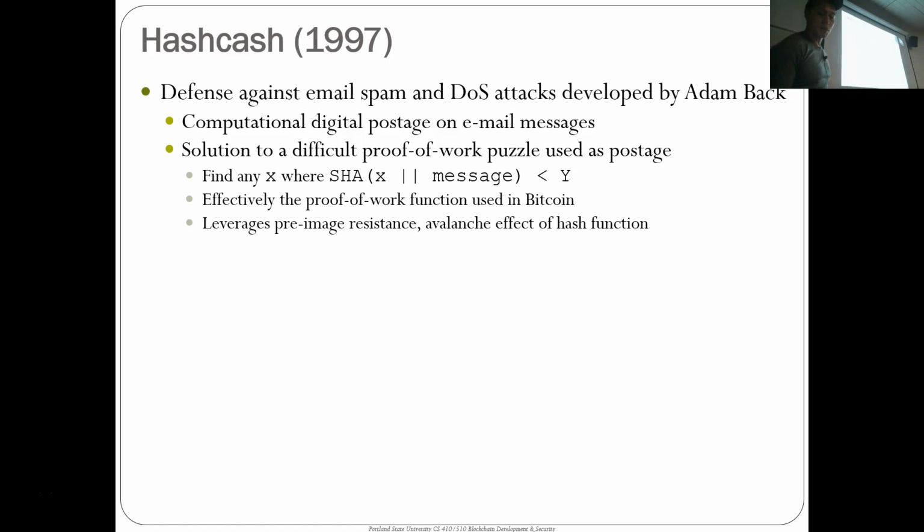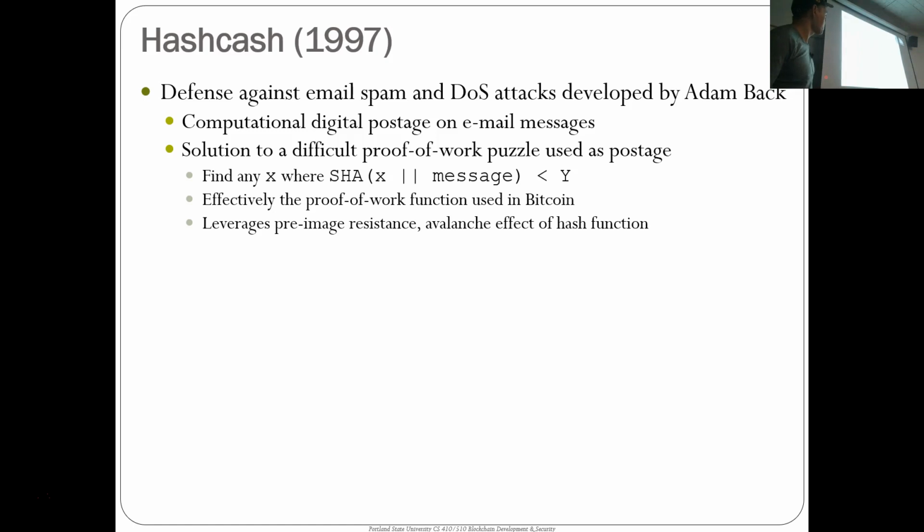You find some nonce X where SHA of your nonce and the message is less than capital Y. And it has, in particular, a certain number of 0 bits, right? So if your input space has 160 bytes and you want less than Y to be 150, 1 byte of zeros and then 159 bytes of anything, then this would be a postage stamp that would force that sender to do at least 16 hashes in order to send that message. So that's the idea.